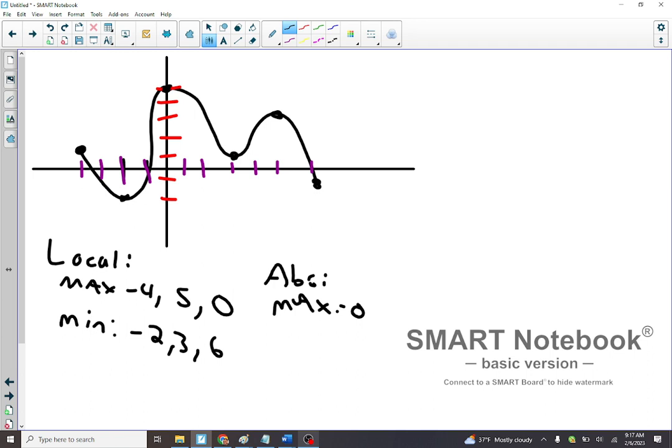Guys, please stop talking. So then, the absolute min is the lowest point of this whole thing, which is at -2.